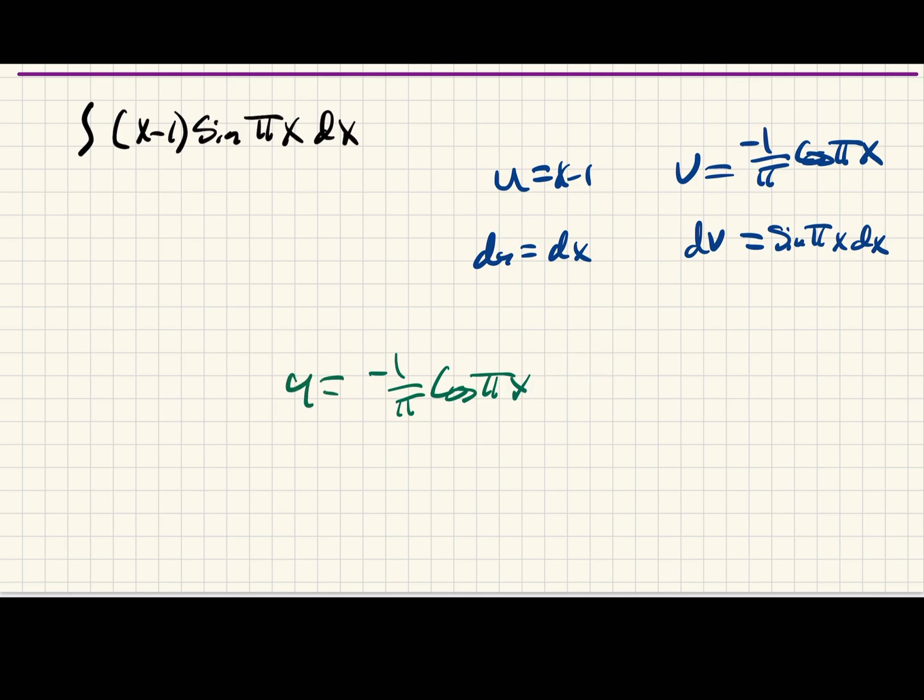So if this is y, then y prime would be, I'd have that constant, minus 1 over pi. I have an outside function, cosine. What's the derivative of the cosine function? Negative sine. But then I've got an inside function, pi x. Derivative of pi x is pi. Okay. The pi's cancel, the negatives cancel. I just have sine pi x. Okay, good.